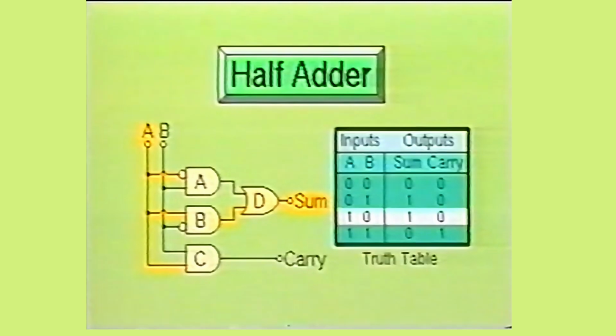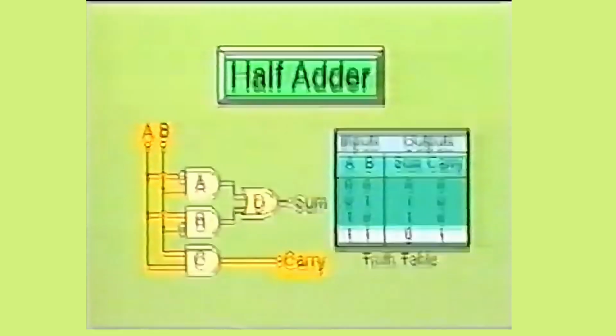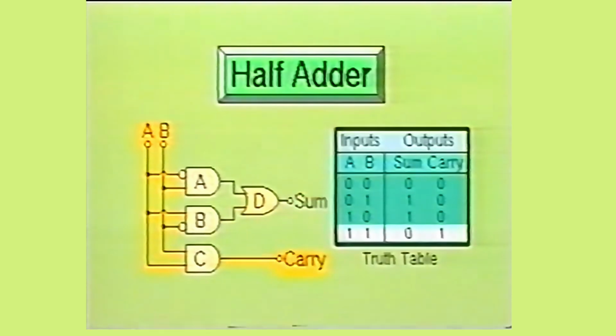On the other hand, when input A is high and input B is low, the sum will be 1 with a carry of 0. And when both inputs A and B are high, the sum will be a 0 with a carry of 1.